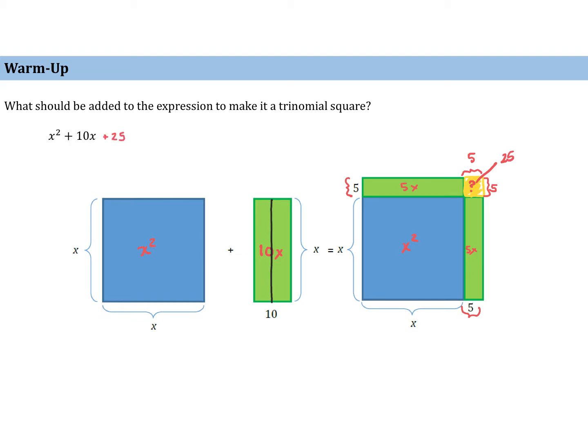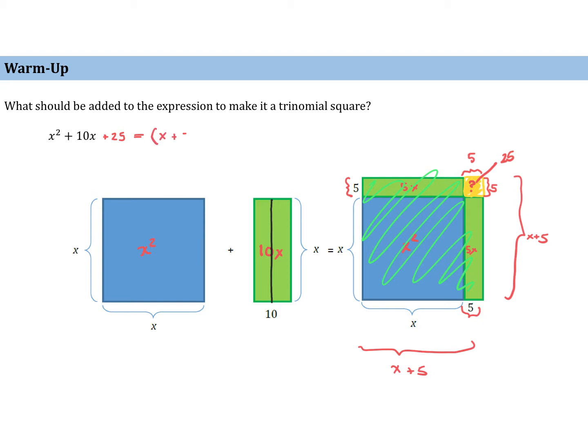And you'll notice that if we do that, we have x plus 5, and this would be x plus 5 as well. So this total area would be x plus 5 times x plus 5. So we would have x plus 5 quantity squared. So 25 is what is necessary to add.